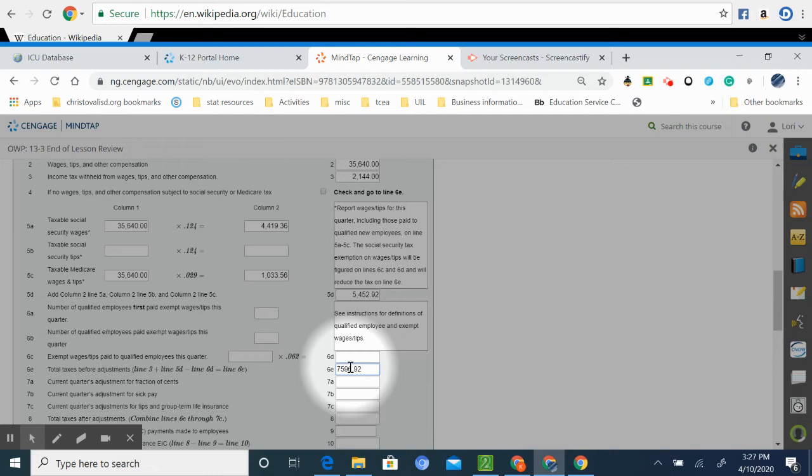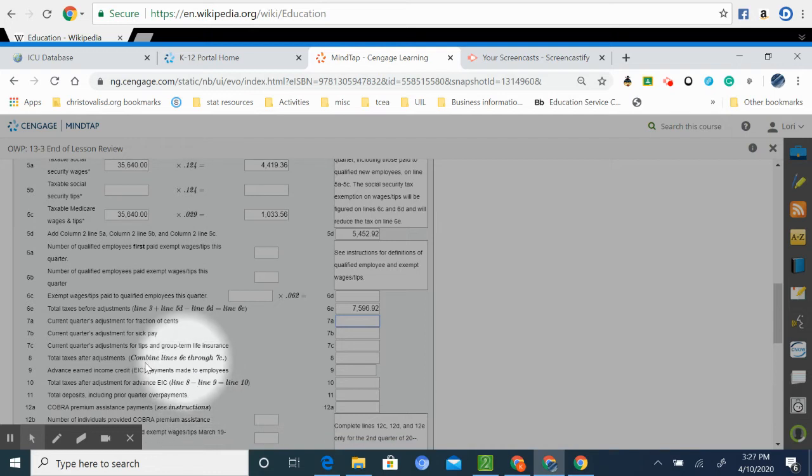7596.92. Okay. Again, we're not told about any adjustments, so the 7s are going to be left blank.